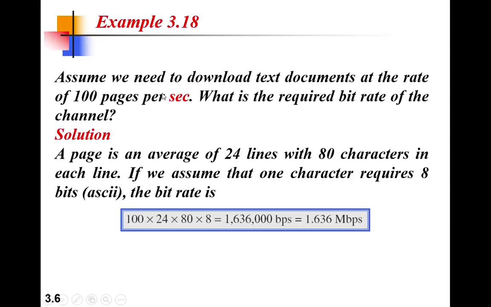For example, suppose a user needs to download a text document at the rate of 100 pages per second. What is the bit rate required? How many bits can be retrieved per second? Suppose a page has 24 lines, each line has 80 characters, and one character is 8 bits. So 100 times 24 times 80 times 8 will be the bit rate required.